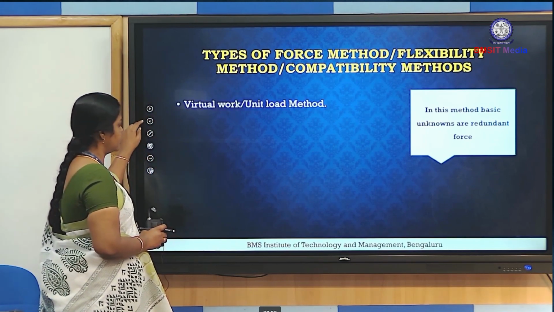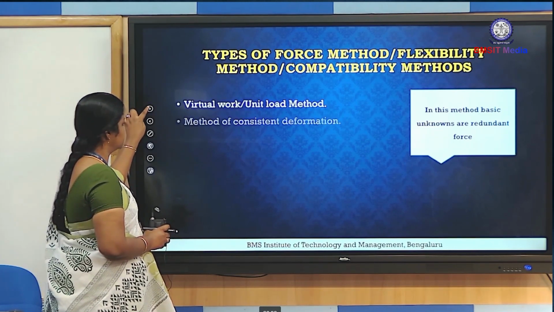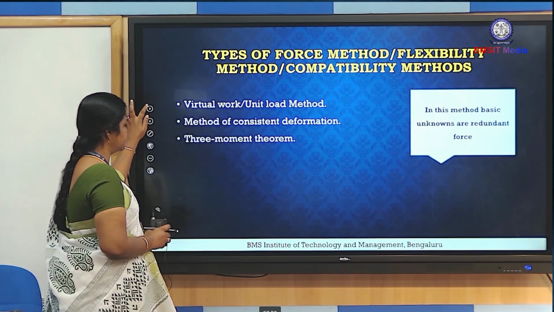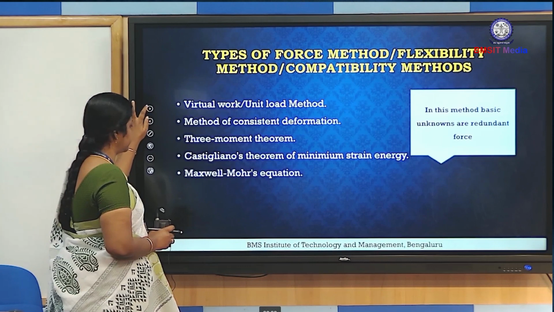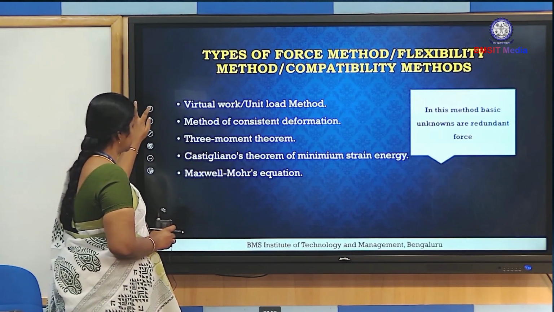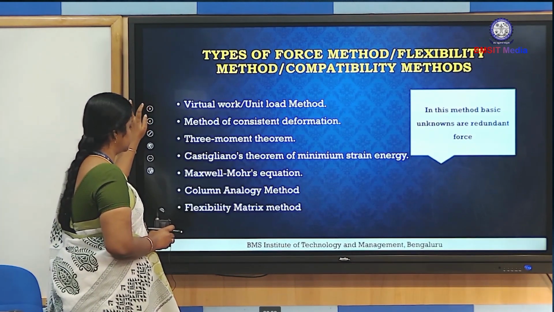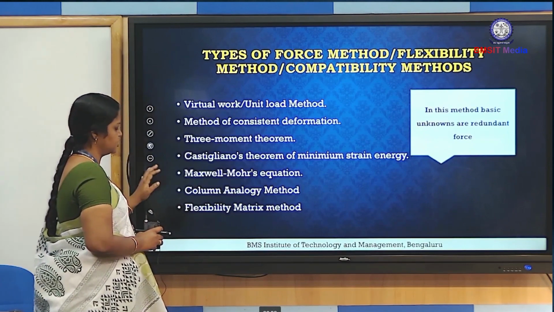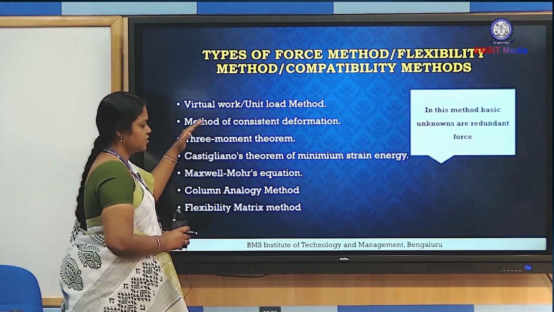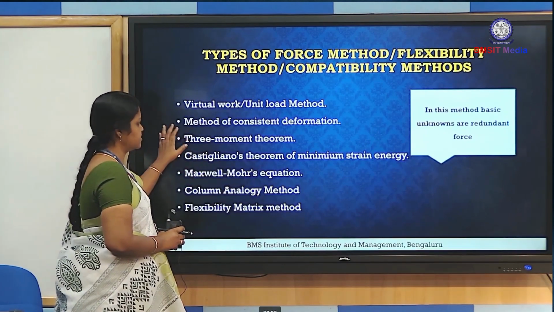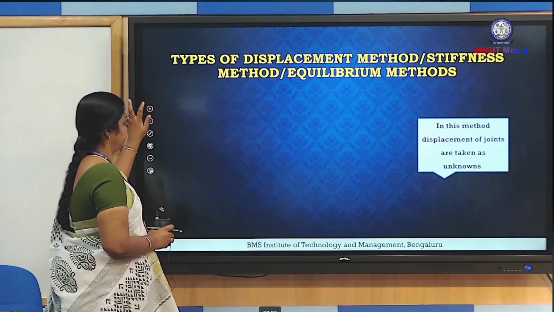Virtual work or unit load method, method of consistent deformation, 3-moment theorem, Castigliano's theorem of minimum strain energy, Maxwell's Mohr equation, column analogy method and flexibility matrix method. All these methods come under the force method. In all these methods the unknowns are only forces.